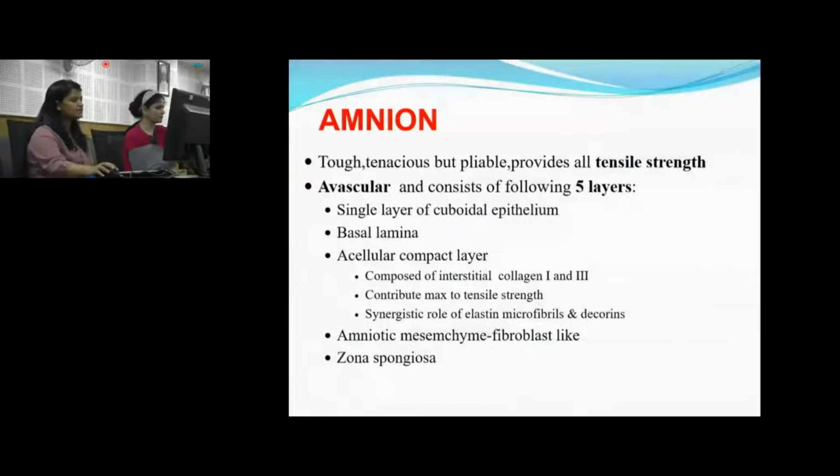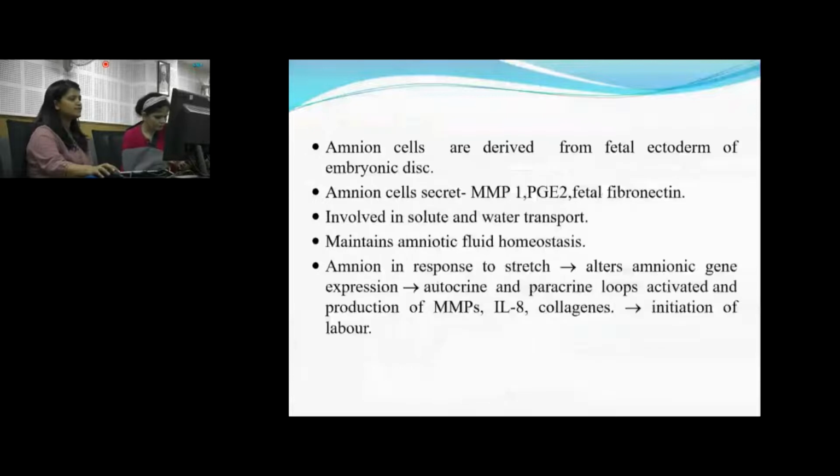The first layer is a single layer of cuboidal epithelium, then the basal lamina, then an acellular compact layer, which is composed of collagen 1 and 3. This collagen is the one which imparts the maximum tensile strength. Then there is the synergistic role of elastin microfibrils and decorins, amniotic mesenchyme fibroblast-like cells, and zona spongiosa. Amnion cells are derived from fetal ectoderm of the embryonic disc. Amnion cells secrete MMP1, PGE2, fetal fibronectin, and they are involved in solute and water transport. They also maintain amniotic fluid homeostasis.